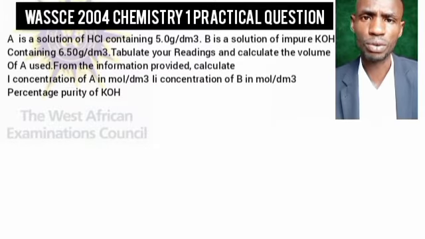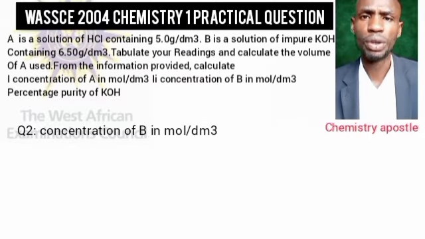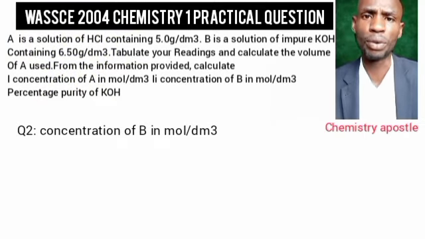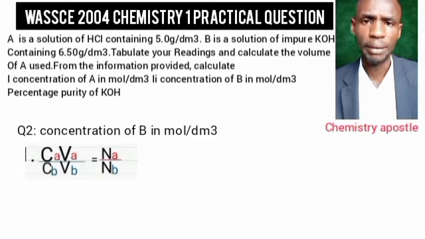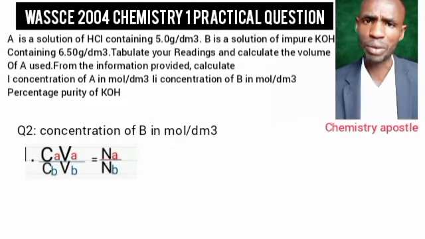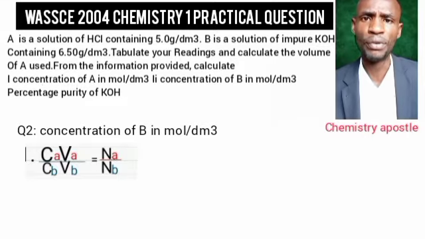The next question: concentration of B in mole per dm cube. In this case, we cannot use molarity is equal to mass conc of B over molar mass of B. Why? Because in the question, we were not given the mass conc. The mass that we were given in the question was the mass of impure. Because of that, we are going to use CaVa over CbVb now. By using it, remember you are going to substitute those values into the formula before you make Cb the subject of the formula.